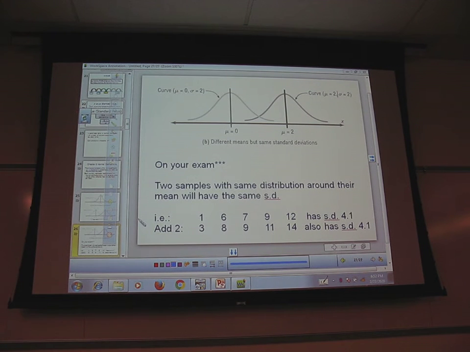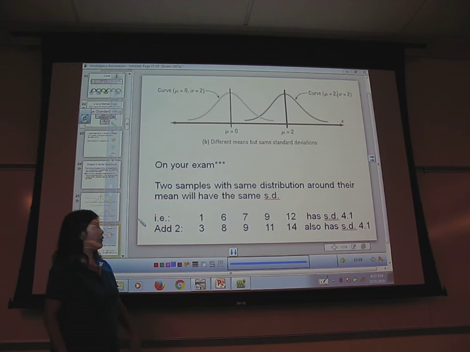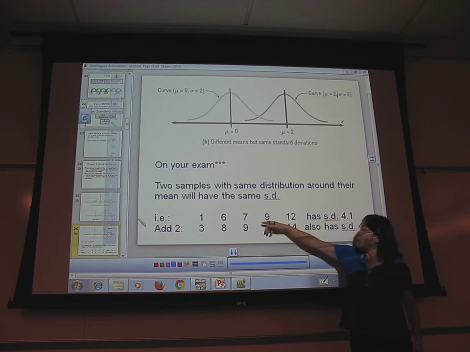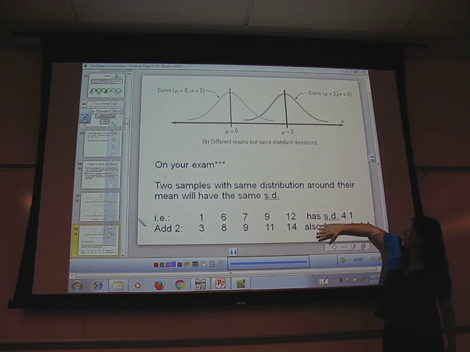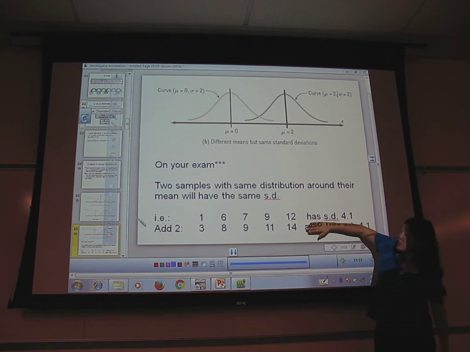So I will ask you, I'll say, here are some numbers. Add 2 to every number. What's the mean and standard deviation? So here's the numbers. They have a mean of 7 and a standard deviation of 4.1. If you add 2 to every number, what's the new mean and what's the new standard deviation? Talk to your neighbors, 15 seconds, go. Add 2, new mean and new standard deviation, what is it?